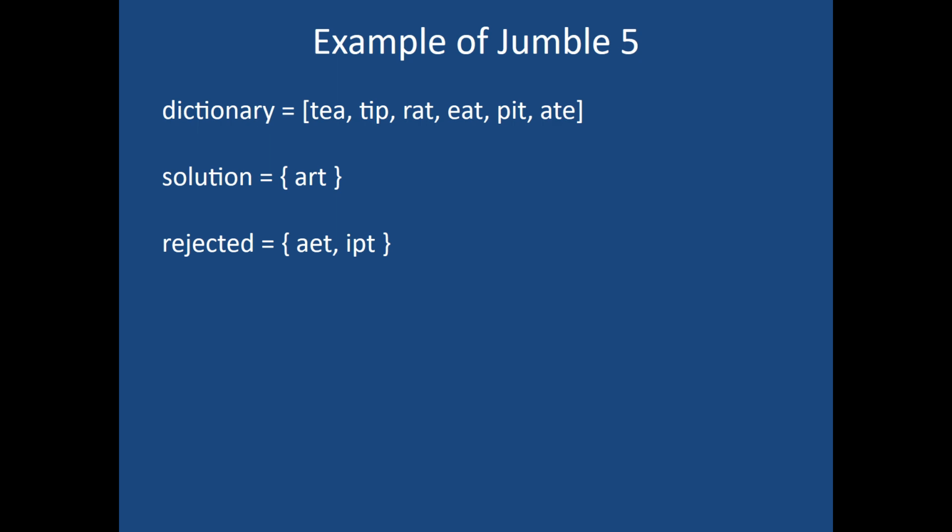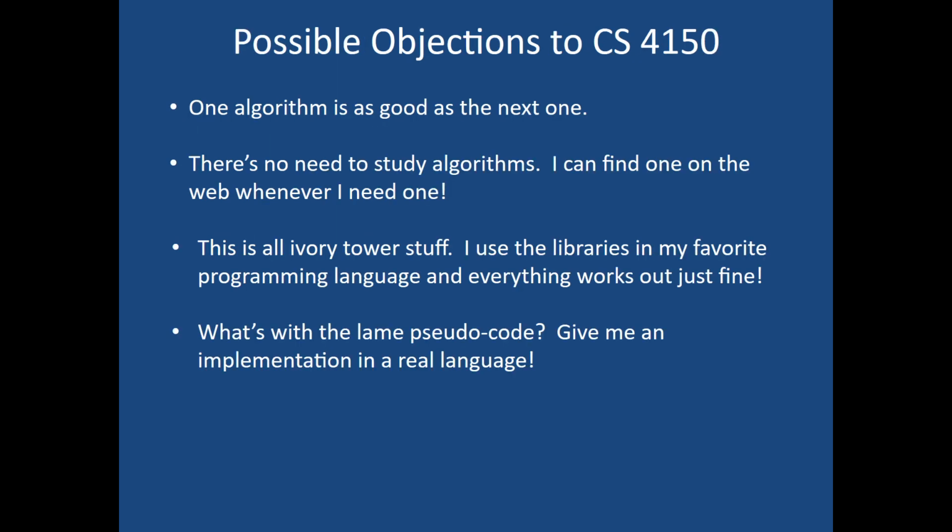Okay, so let's go back to these possible objections to CS4150. One algorithm is as good as the next one. I mean, all those algorithms we looked at work, but depending on how big the input is and how long the words are, some of those algorithms, most of them, would be unworkable. The ones that actually require generating permutations just would not work in any reasonable amount of time if the words were long enough. So one algorithm is not as good as the next one, even if they all work.